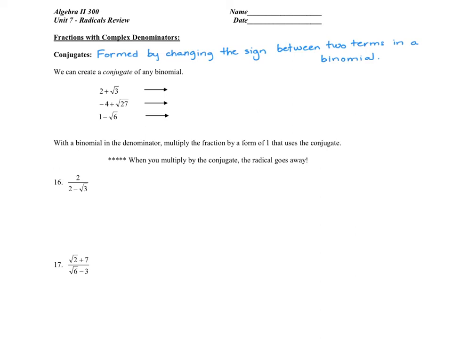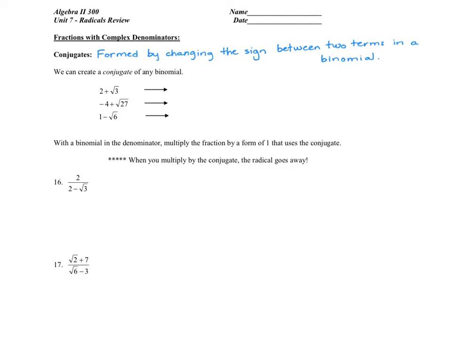The last topic we'll review today is simplifying fractions with complex denominators. If we have complex denominators, the special form of 1 that we need to multiply by to make the radicals go away is called the conjugate. And a conjugate is formed by changing the sign between two terms in a binomial.